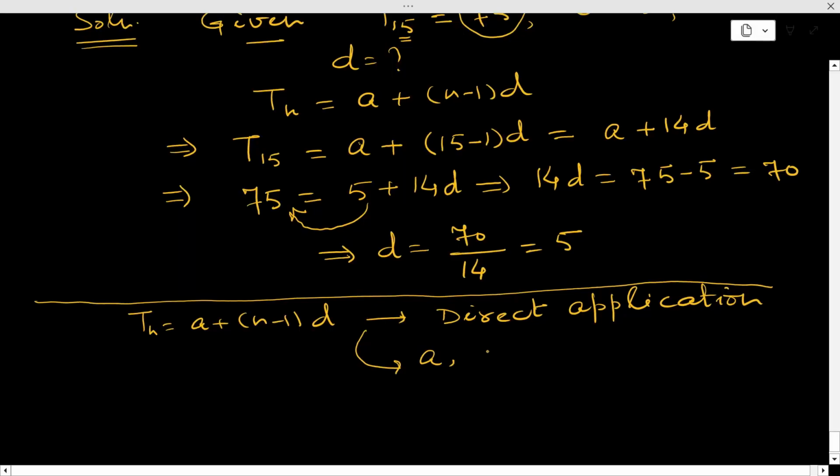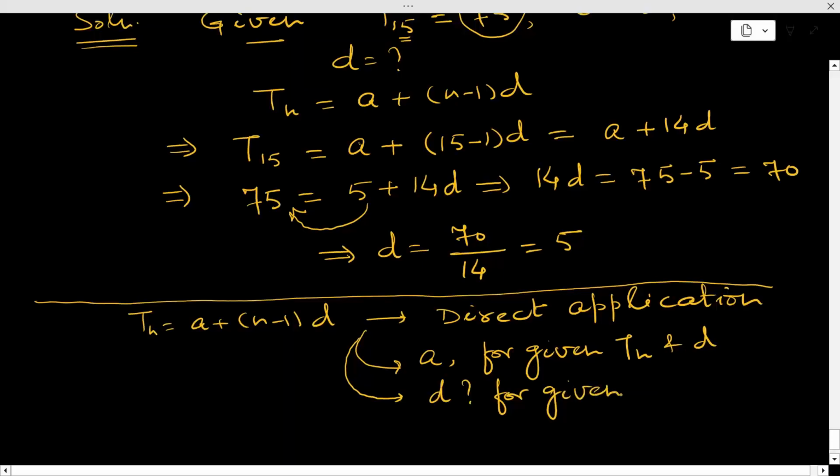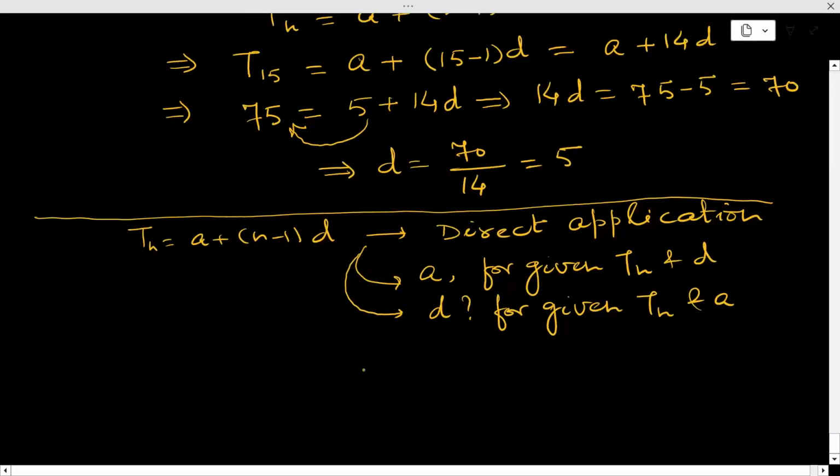Okay, if we are given Tn and d, we have another application of this formula. We can use the same formula and easily determine the common difference d for given Tn and a. So these are three main applications of this formula.